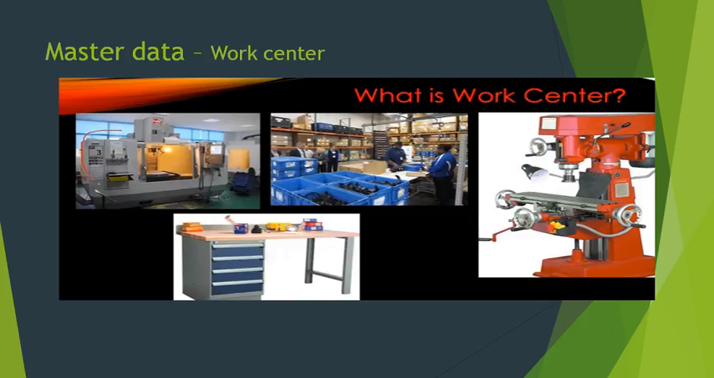Now the third master data is the work center. All the machines and labor used in production we can term as work center. As you can see here, a group of people can be termed as a work center. A machine can be termed as a work center.